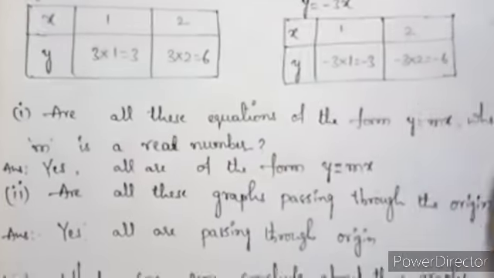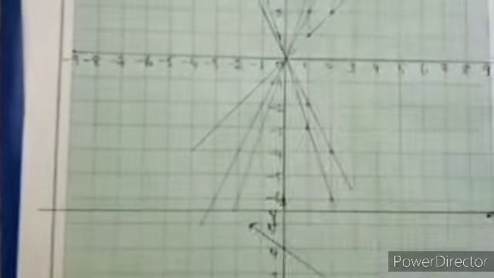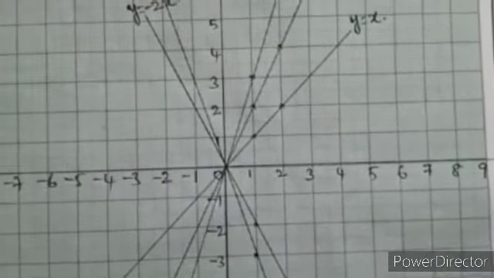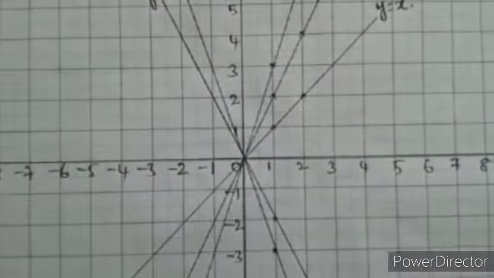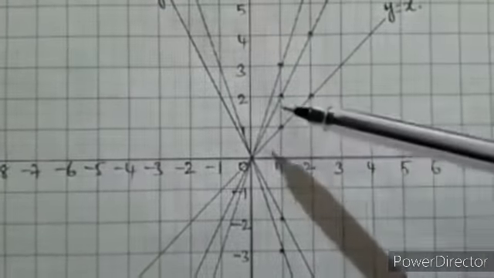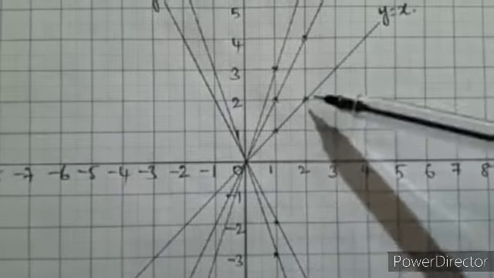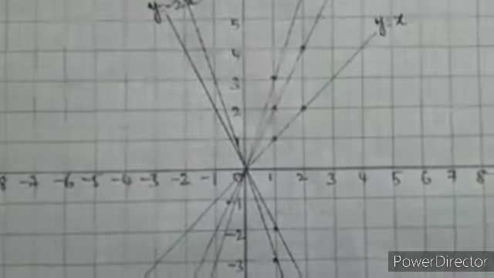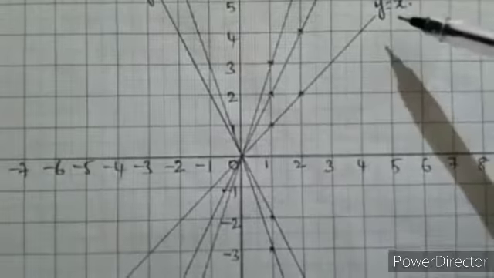After getting these values, we have to draw all of this in one graph. Take a graph sheet and draw two lines like this. Then y is equal to x means (1, 1), (2, 2) we are getting. So (1, 1) is this point, (2, 2) is this point. Join this, and we get a straight line like this, which we mentioned here.